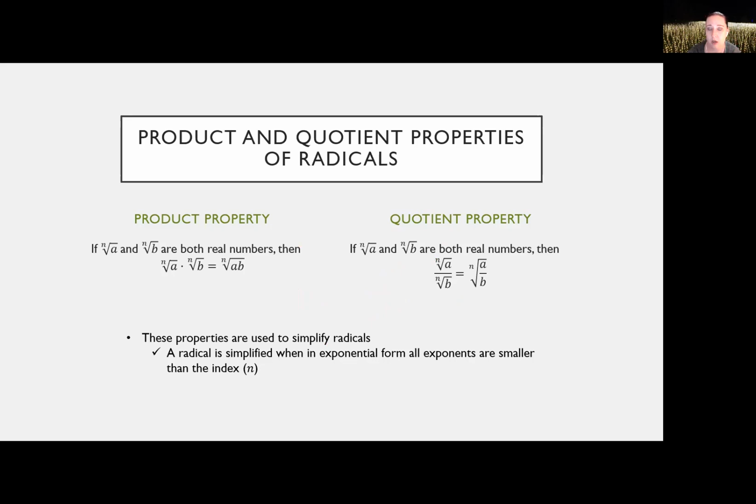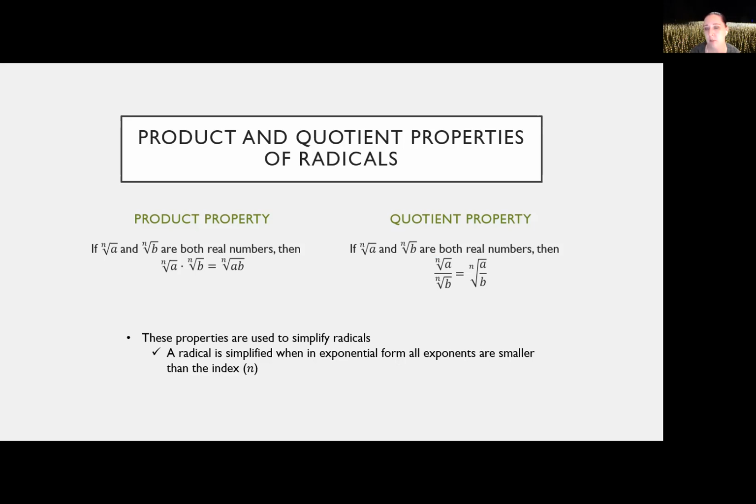So we've got the product property and the quotient property. The product property says that if you have two radicals multiplied together and they have the same index, so they're both square roots or they're both cubed roots, you can make them one by multiplying what's underneath them. And you can also reverse it. So you can have things multiplied together inside a radical and split it up as multiple radicals multiplied together.